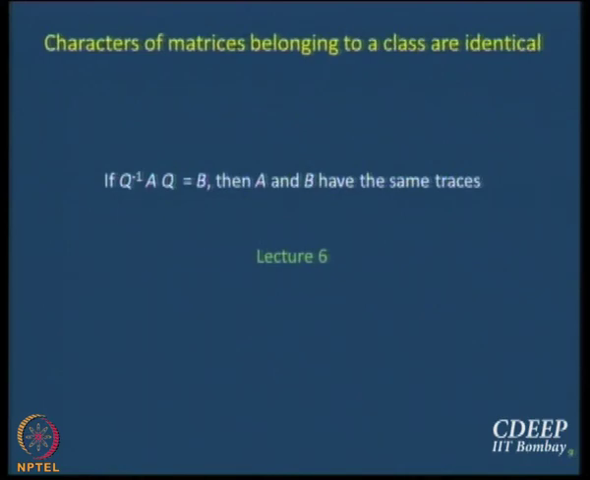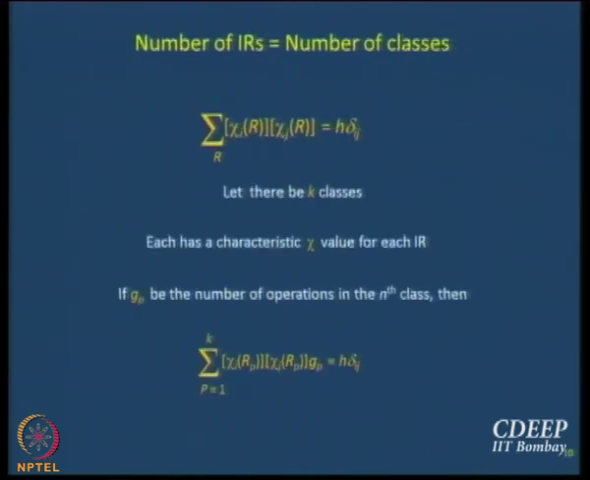Next rule is something we know already. The characters of matrices belonging to a class are identical. We discussed this in lecture 6, right. If Q inverse A Q equals B, then A and B have the same traces. Trace and character are one and the same. The last is very useful.